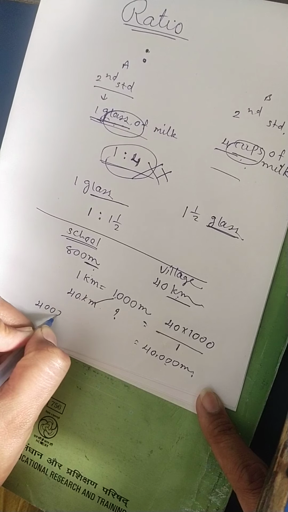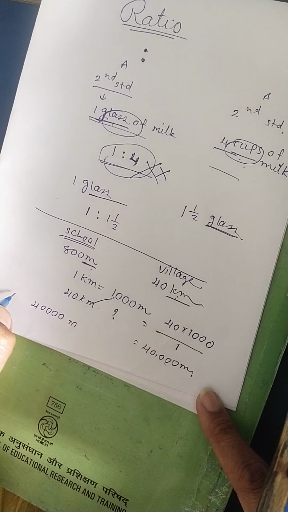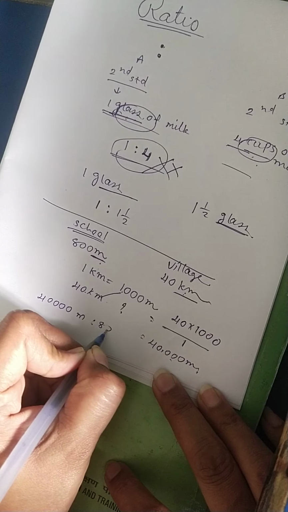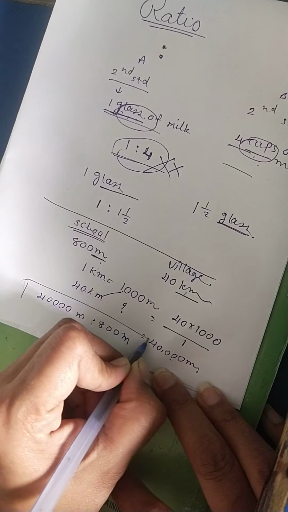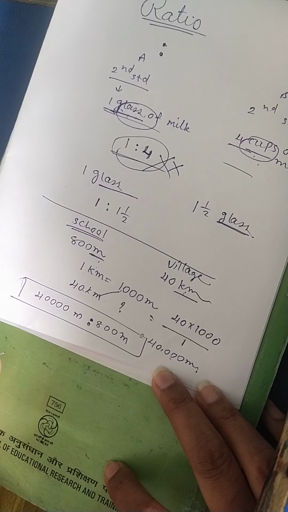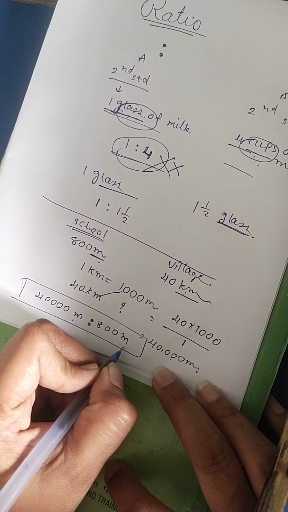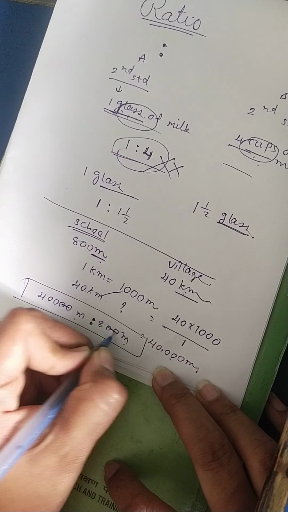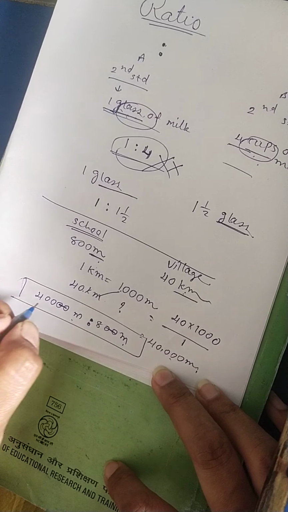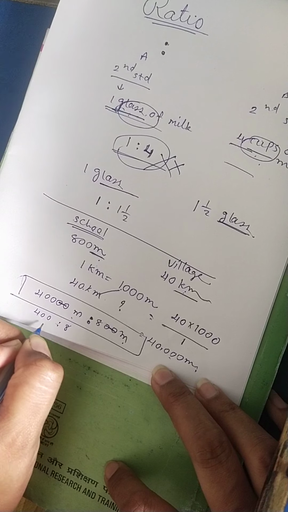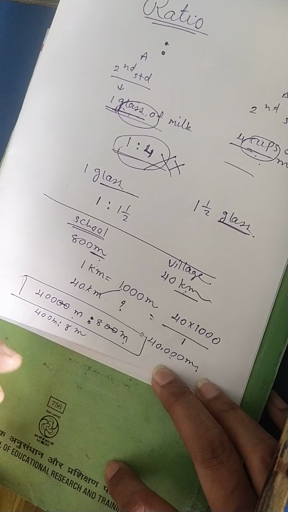So 40,000 meters, and over here how many meters, students? 800. So here 800 meters. Now we can find the ratio. Now we can use the sign of the ratio, because we have the same unit. Now how many zeros are equal on both sides? 2. Cut it. So over here 400 is to 8.